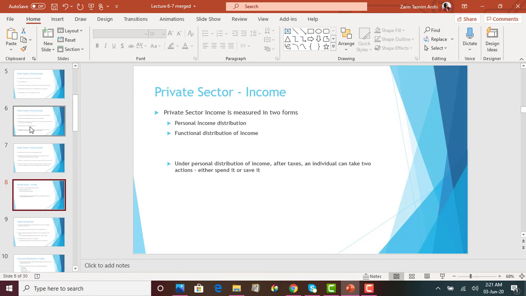They can either spend it or save it. Let's say your gross salary is 4,000 per month, but then you have to pay income tax, social security tax, and Medicare taxes, and after that your leftover income is 3,200. So that's personal income distribution, and using that 3,200 you can either spend it or save it. You can use the money to consume it, buy goods and services, or you can save the money. So there's two things you can do.